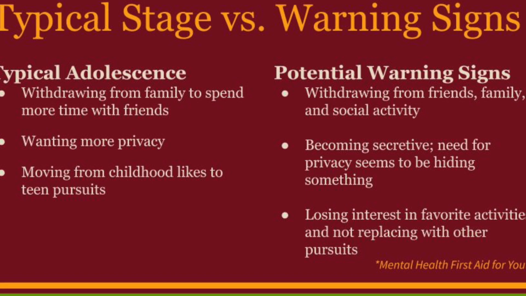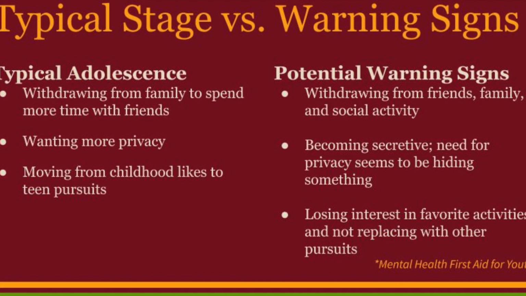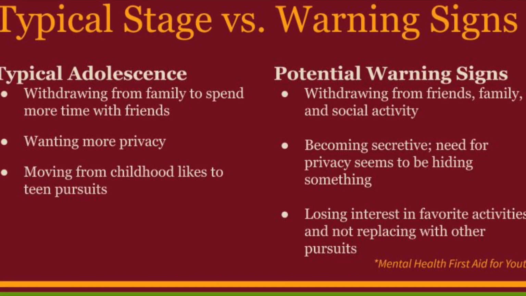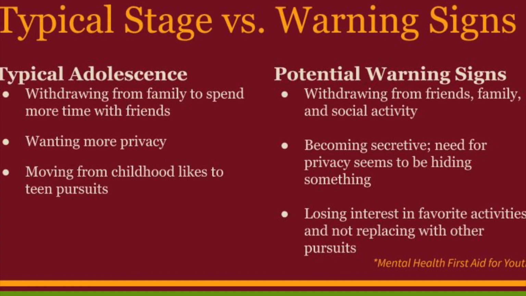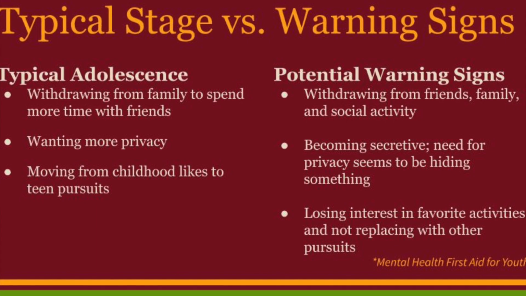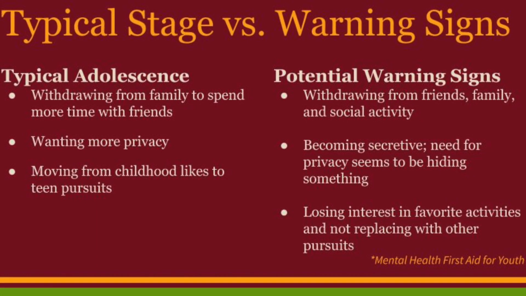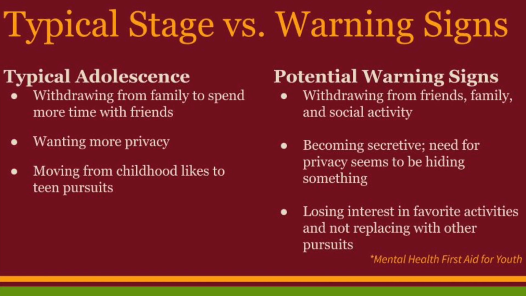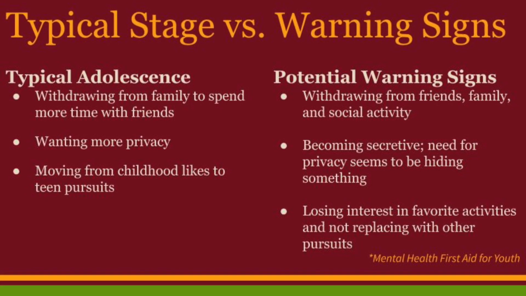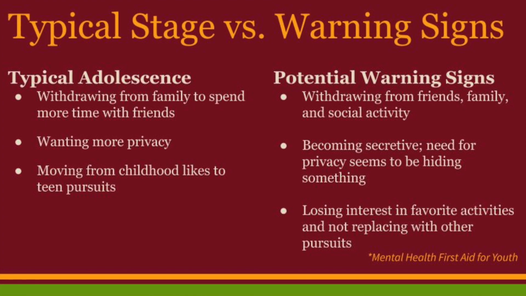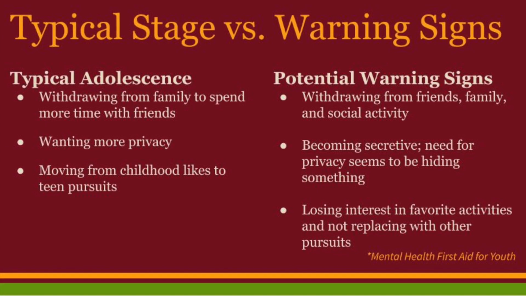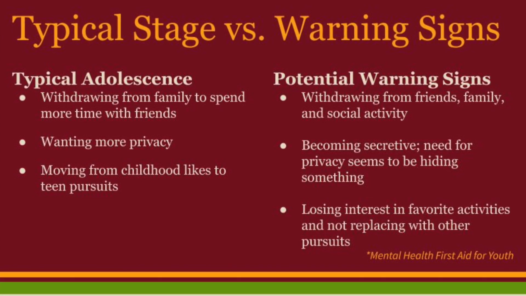Let's talk about typical stages versus warning signs. In typical adolescence, it is really normal for teens to withdraw from their family to spend more time with their friends. But a warning sign could be if they're withdrawing from their friends, also their family, and social activities they may be used to doing. Athletic events, clubs, hanging out on Friday night with their friends, that could be a warning sign.